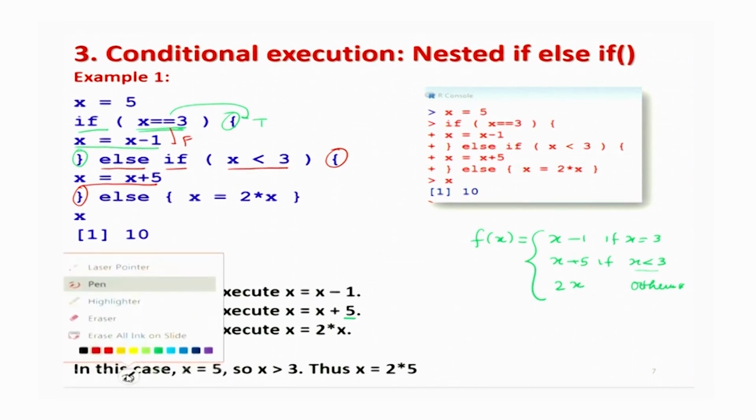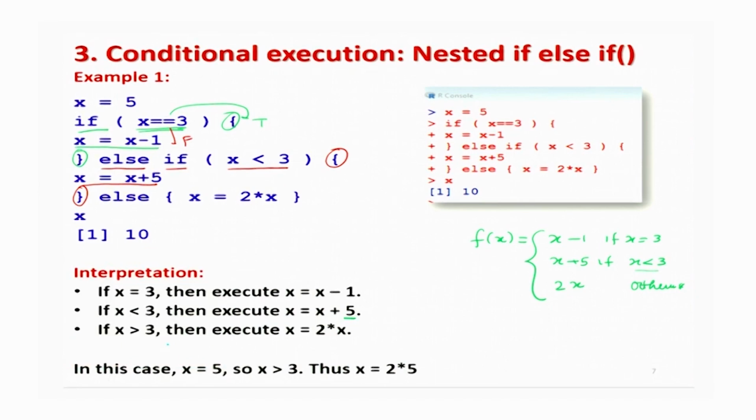And after this, now there are two options: whether the condition x less than 3, if this is true, then you are executing x equal to x plus 5.